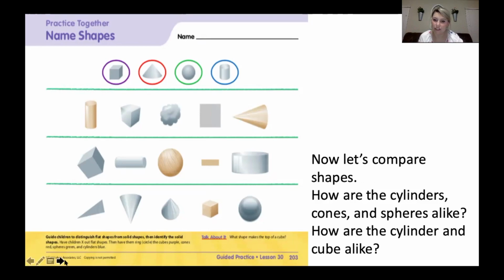Let me ask one more question. How are the cylinder and cube alike? Can you tell the grown-up near you now? Do they both have faces? Yeah, they both have faces. So yeah, if you said that they both have faces, then you are right.